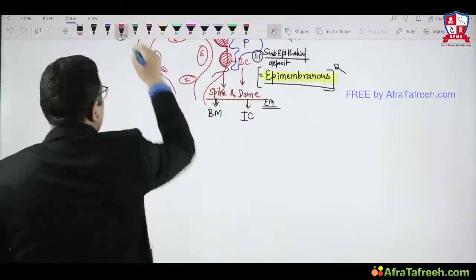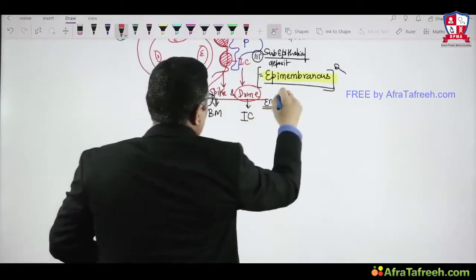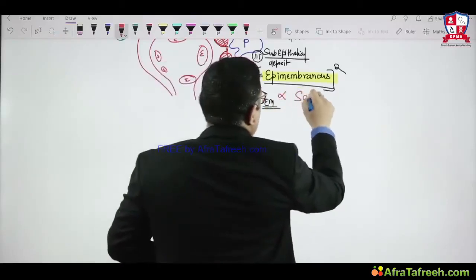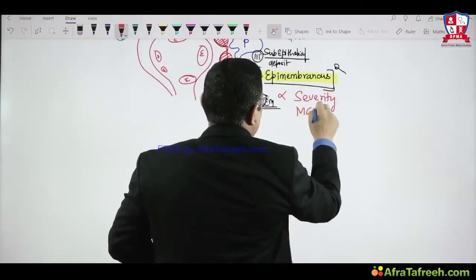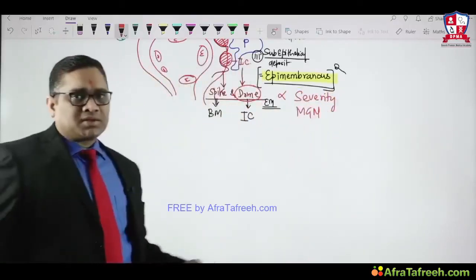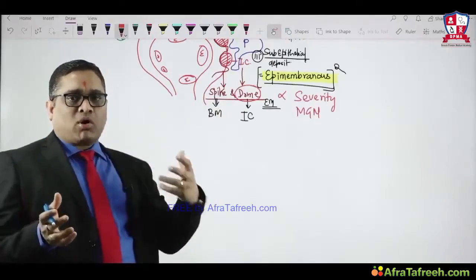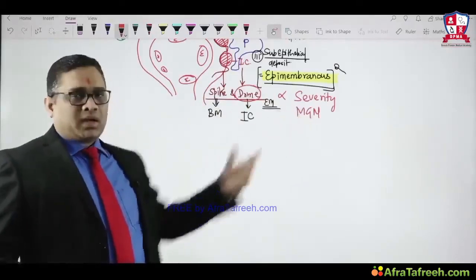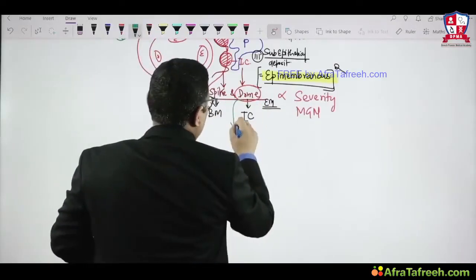So now we can decipher very easily that the size of the dome will correspond to the severity of the membranous glomerulonephritis, right? And what is the size of dome? Now the question is, what is the size of dome?